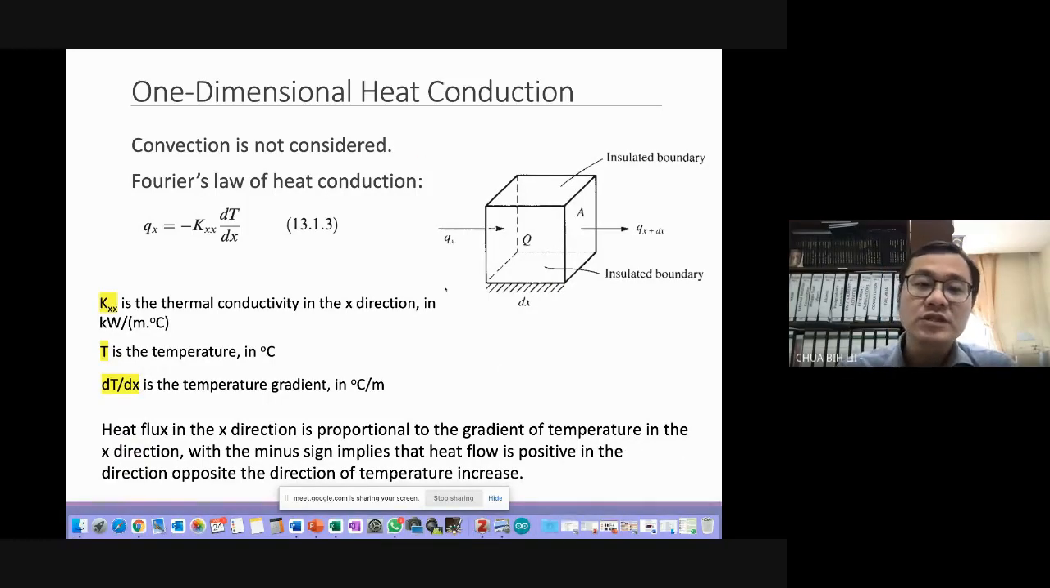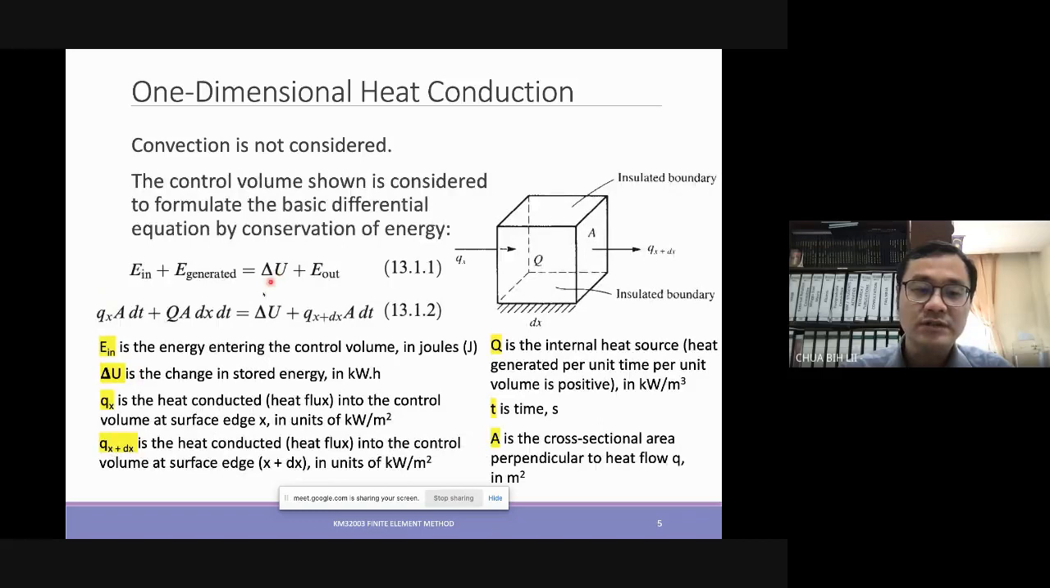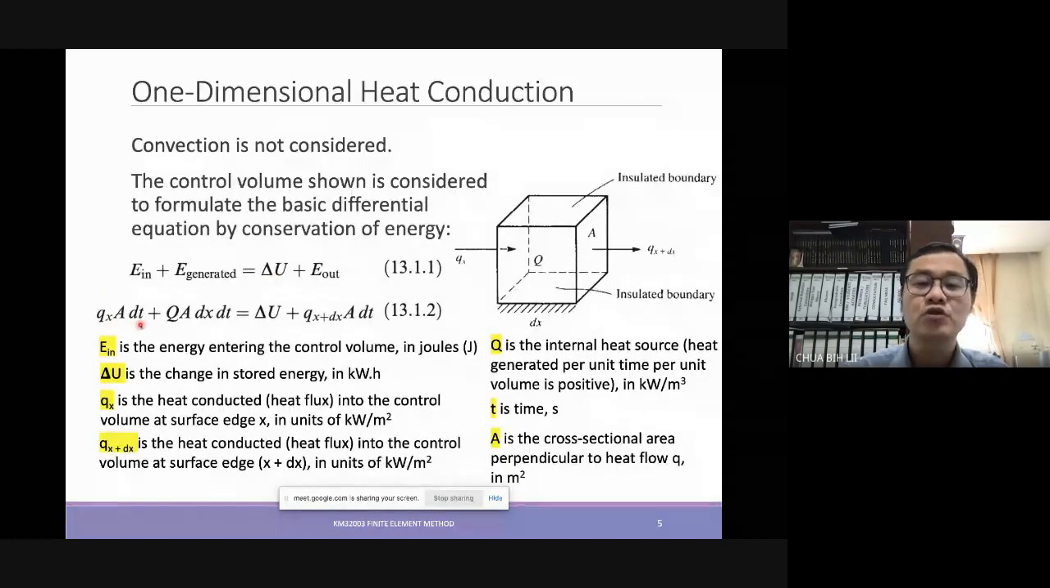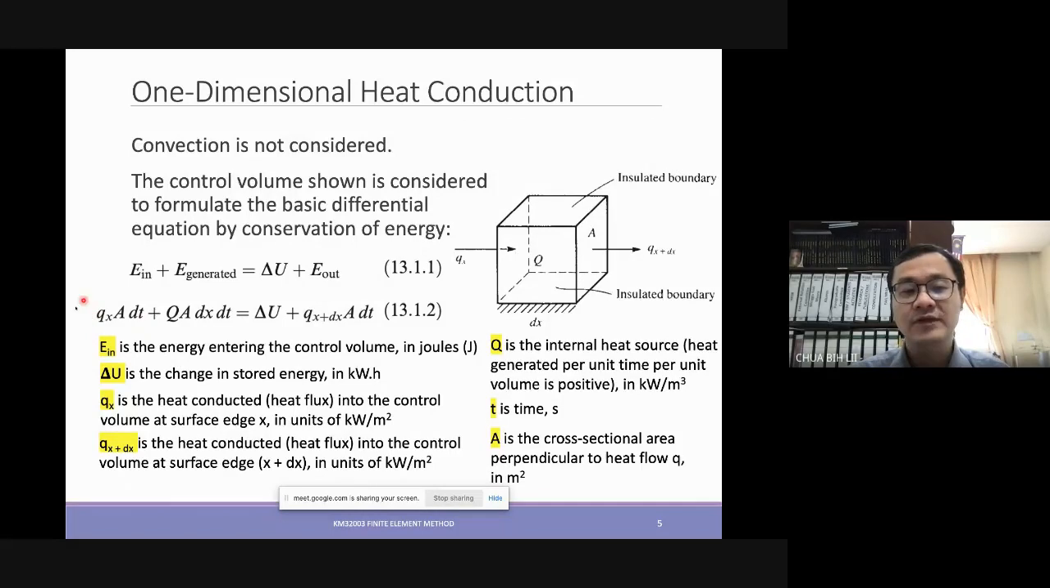Because of this particular equation, we have several parameters that we need to estimate. For example, the Qx, which is the heat conducted into the volume through this particular surface or point. And then we also need to estimate the heat conducted out from the other side of the surface. Then we also have to know the energy being stored in the element, or in this control volume.